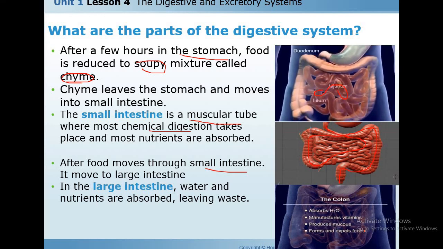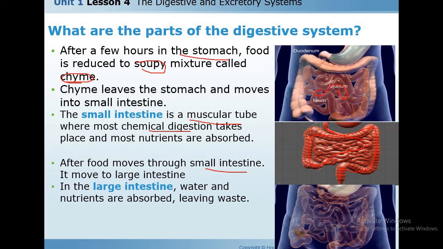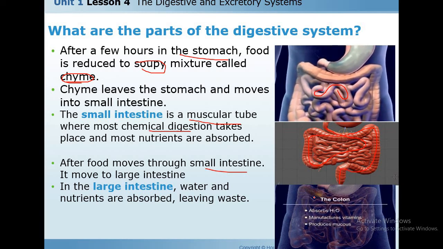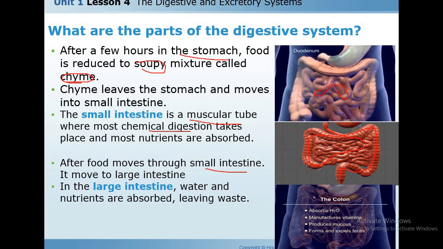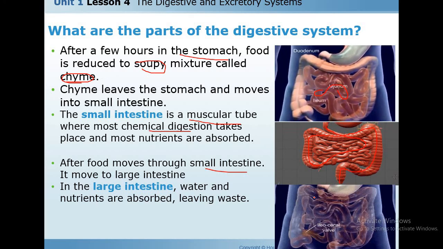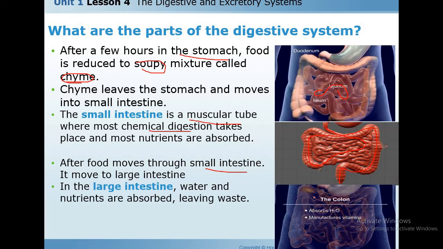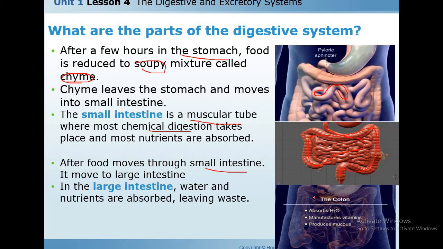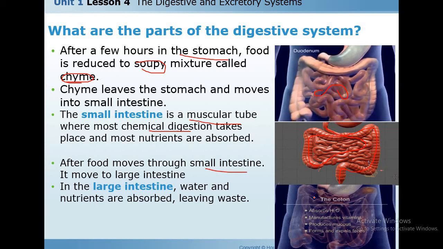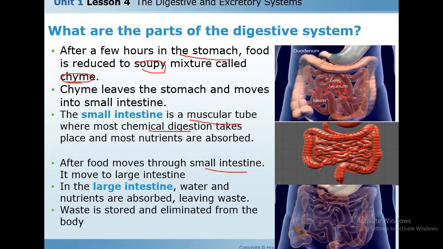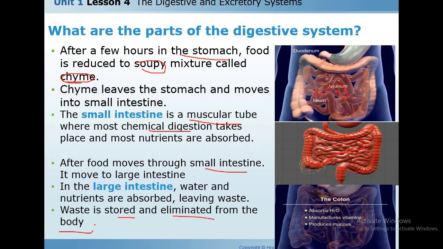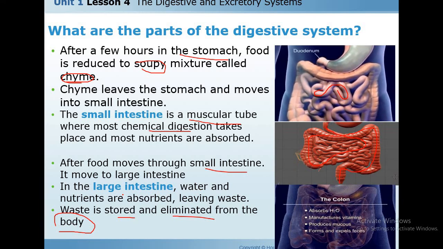So inside the large intestine, water and nutrients are absorbed from the large intestine to the bloodstream, leaving waste to get out of the body. Waste is stored and eliminated from the body, while water and nutrients are absorbed from the large intestine.